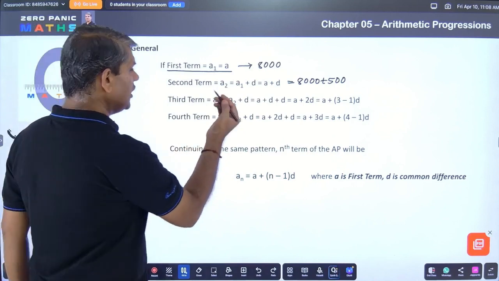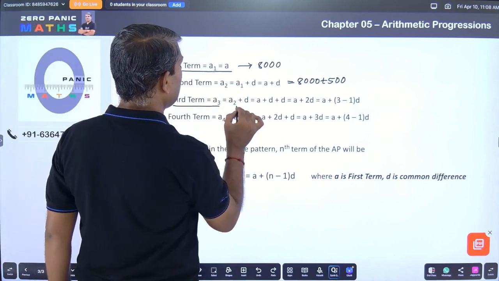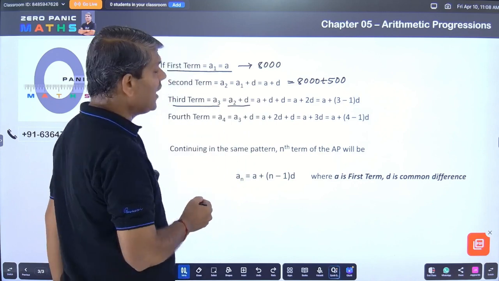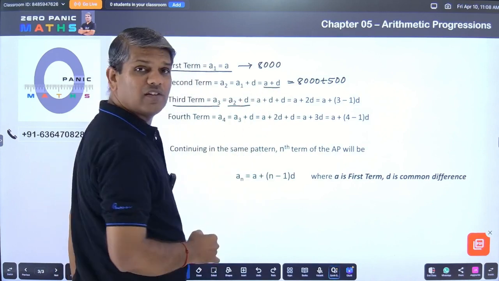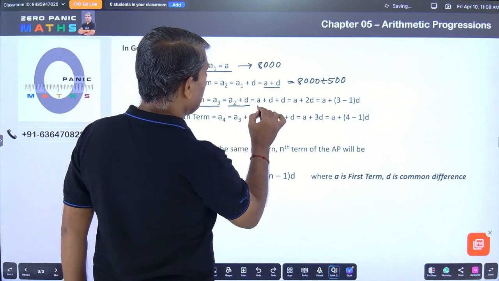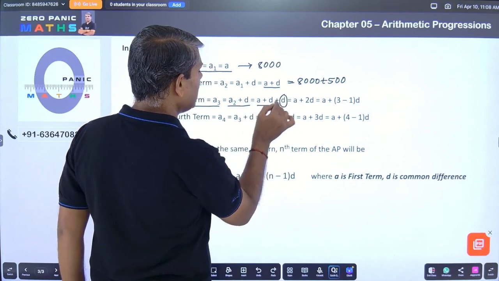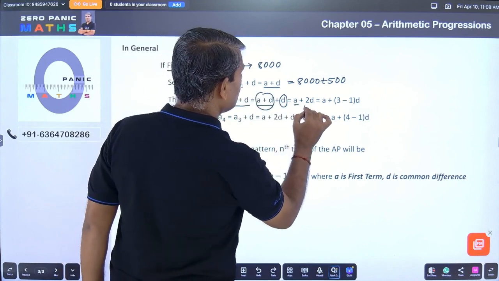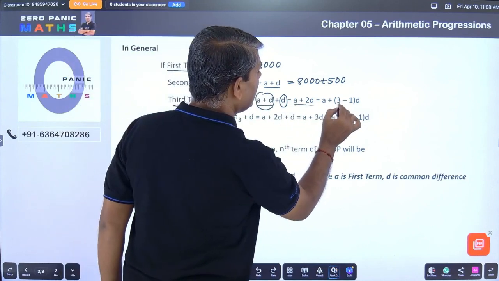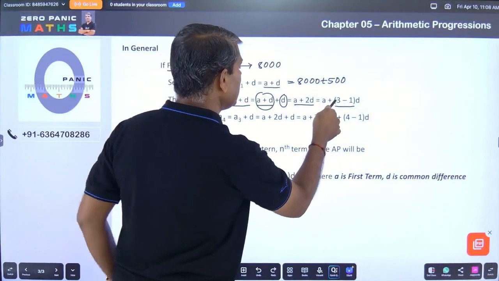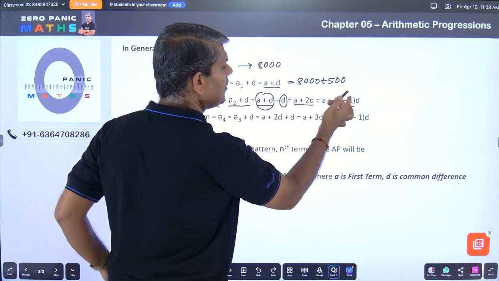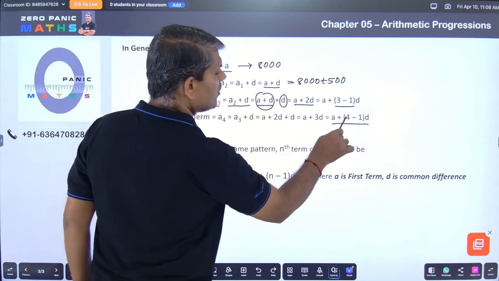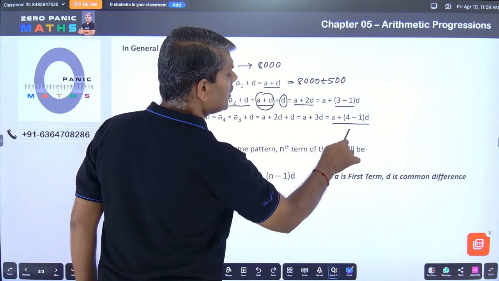Okay, now continuing in this way, the third term a3 is the common difference added to the previous term. The previous term is a2, and a2 is a plus d. So a plus d plus another d, that comes to a plus 2d. I am writing the 2 as 3 minus 1 just to represent the nth term. This is the third term, so 3 minus 1. For the fourth term, if you continue in this way, it will be 4 minus 1. For the fifth term it will be 5 minus 1.